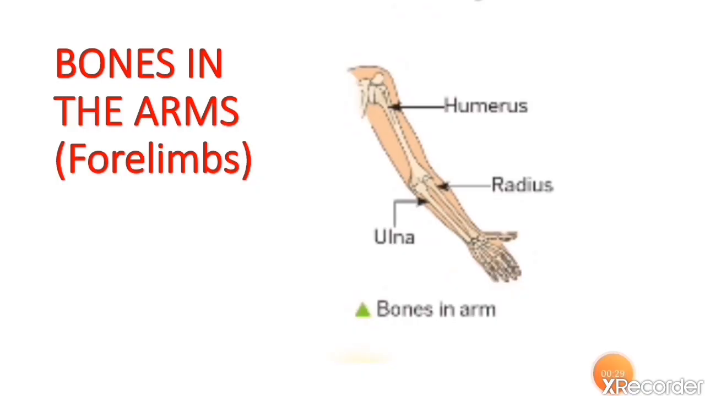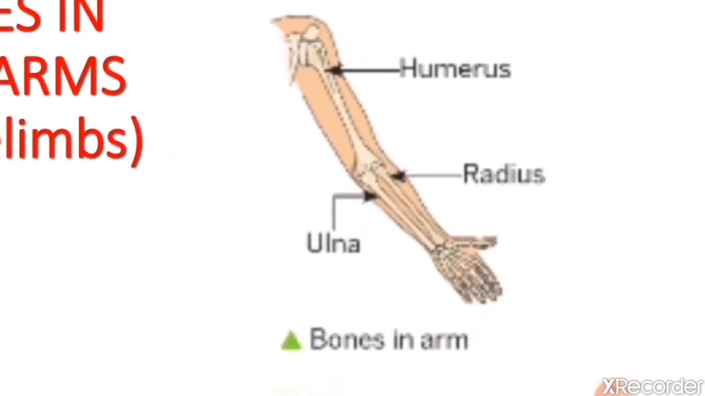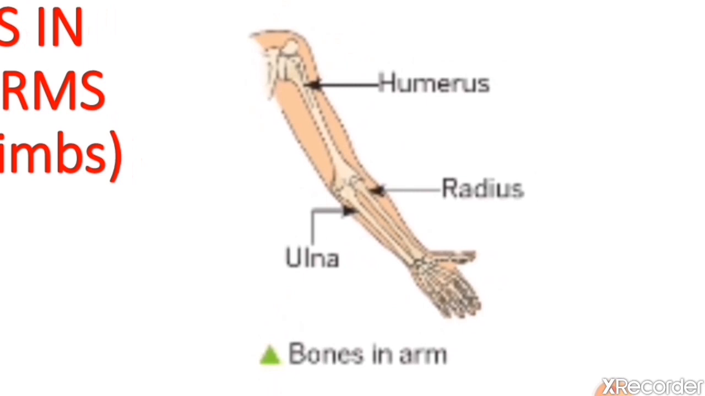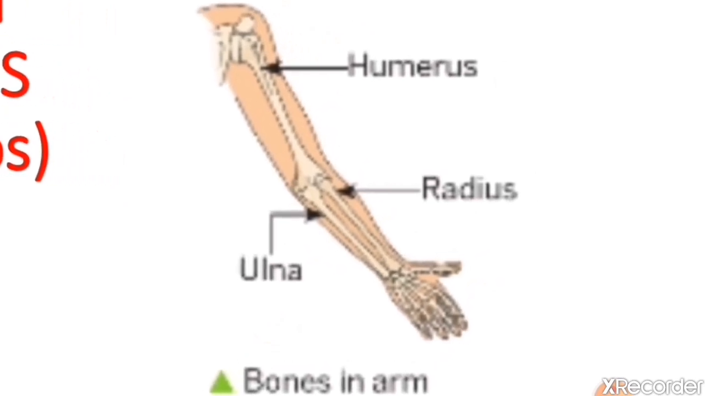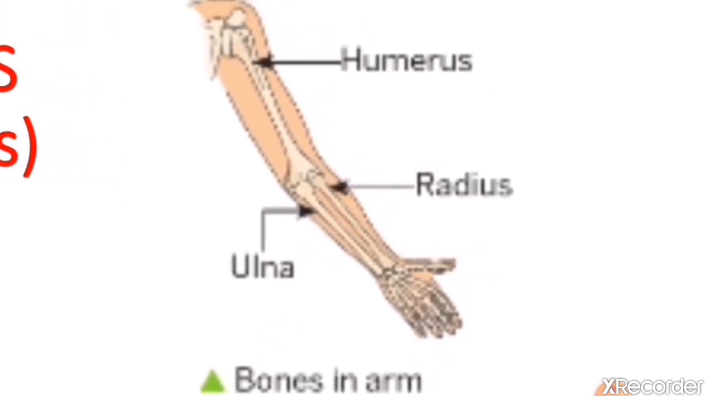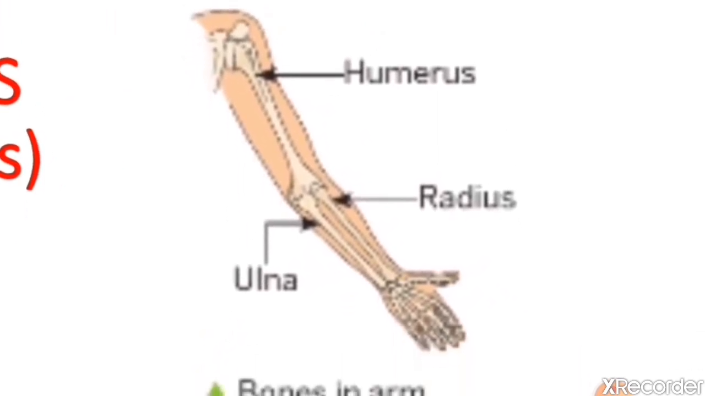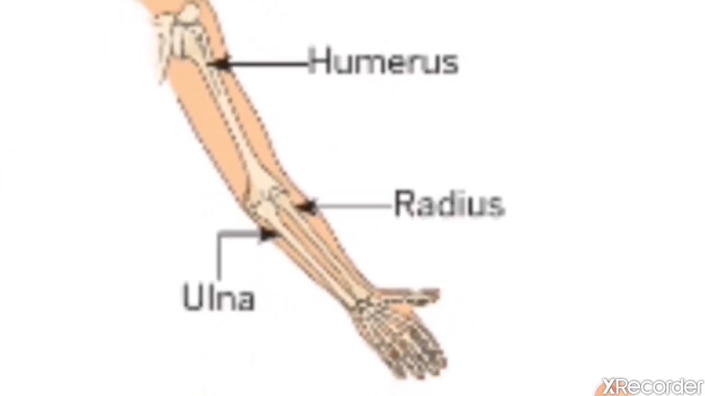So again, with the help of questions and answers, I'm going to explain about these bones. Okay, let's start with the bones in arms. In this picture, you can see it is a picture of an arm, and the arm is divided into two parts, the upper arm and the lower arm. From the elbow, the arm is divided into two parts. See, in the upper arm, you can see only one bone. What is the name of that bone?